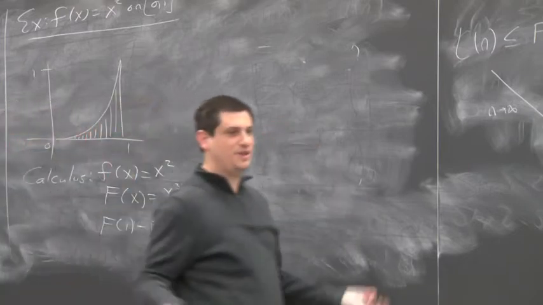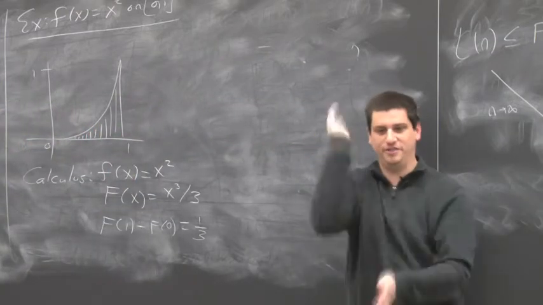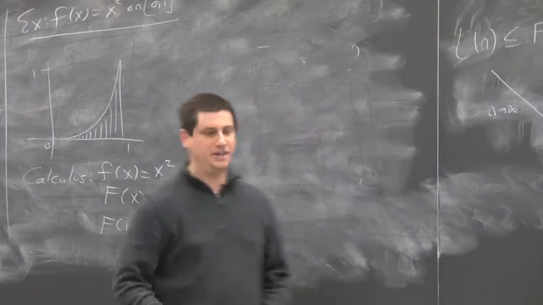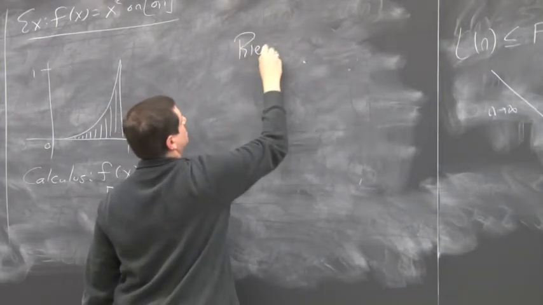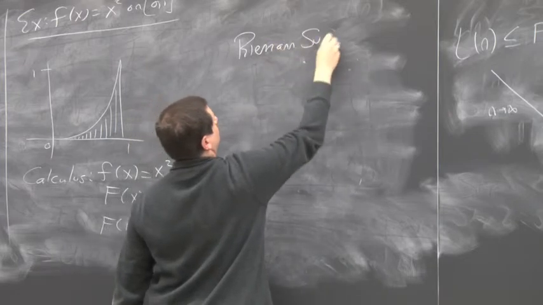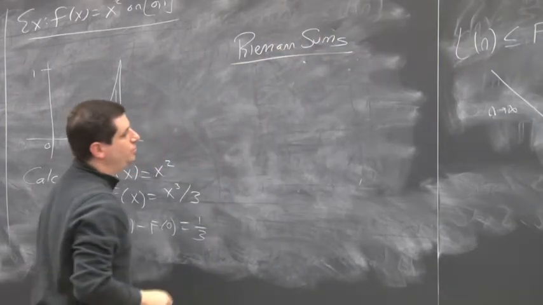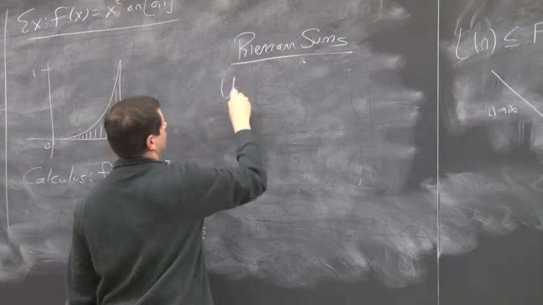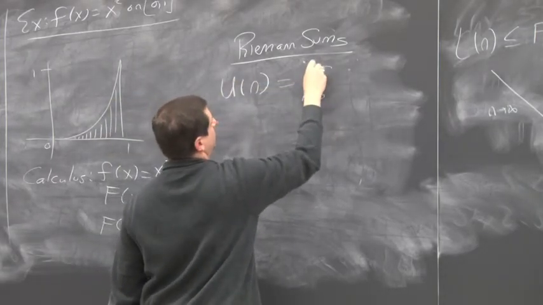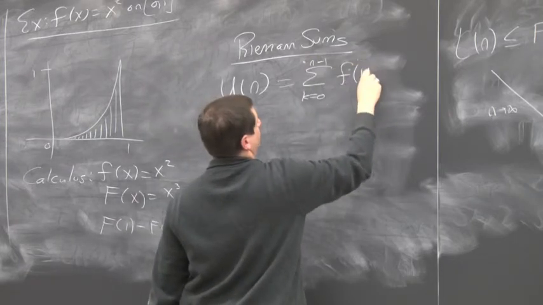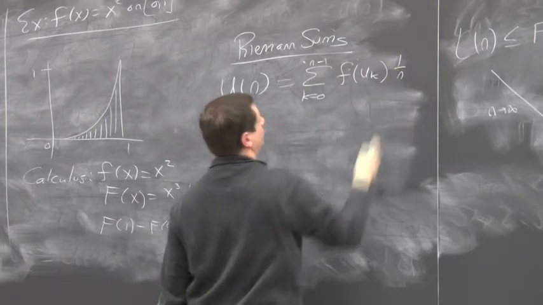We just developed the whole theory of the Riemann sum. To find an area under the curve, you just chop it up into rectangles and add them. So let's use Riemann sums. All right, so let's do the upper sum. So the sum, k goes from 0 to n minus 1 of f of uk times 1 over n.